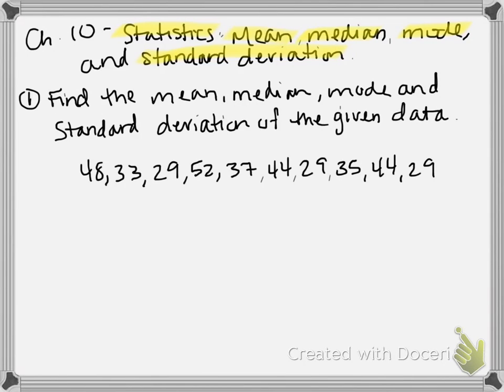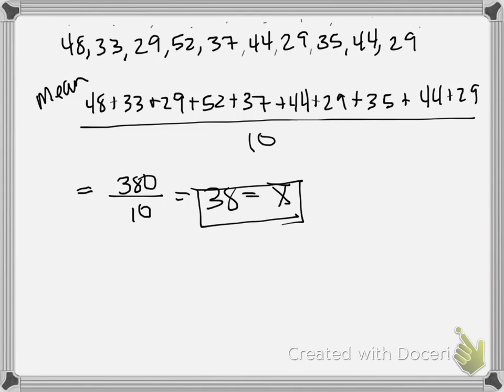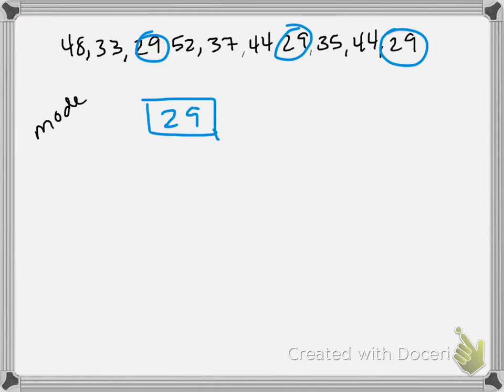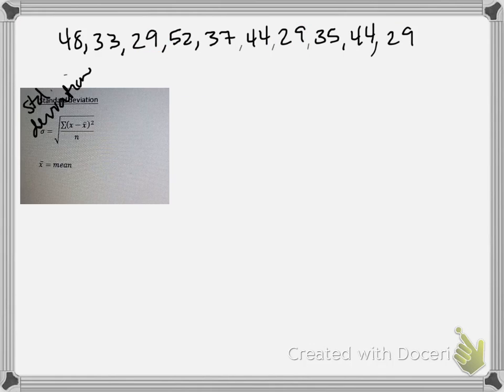We've been working on this problem, finding the mean, median, mode, and standard deviation of this given data set. We've already found the mean, the median, and the mode, but in this last video, we need to find the standard deviation of 48, 33, 29, 52, 37, 44, 29, 35, 44, and 29. So we already found out that the mean was 38, the median was 36, and the mode was 29. Let's work on standard deviation.